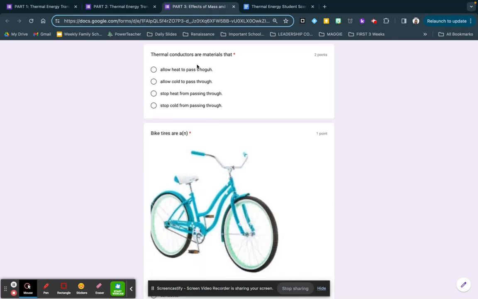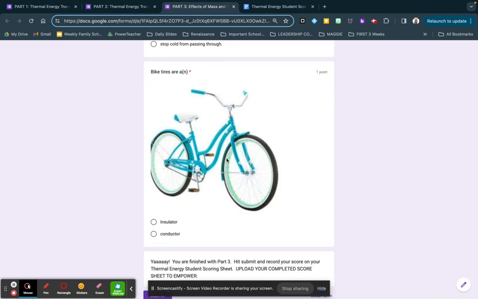Thermal conductors are materials that do what? Conductors allow heat to pass through. Typo, sorry. Conductors are materials that allow cold to pass through. Conductors are materials that stop heat from passing through. Conductors are materials that stop cold from passing through. So what would you say a conductor does? Bike tires are an example of what? An insulator or a conductor?